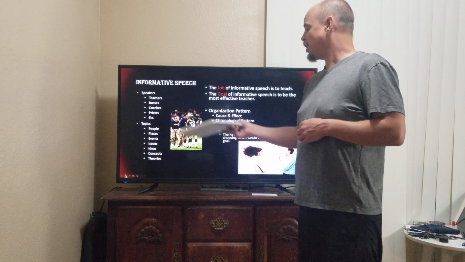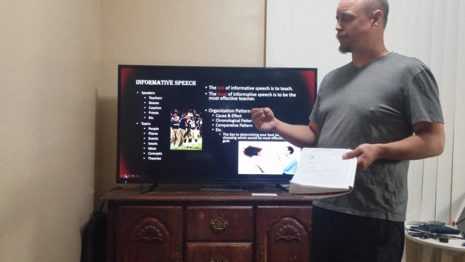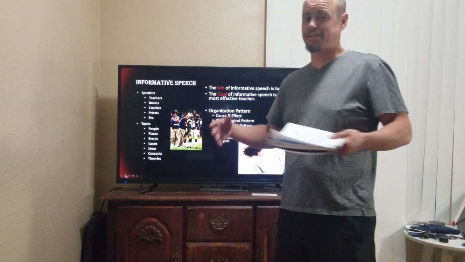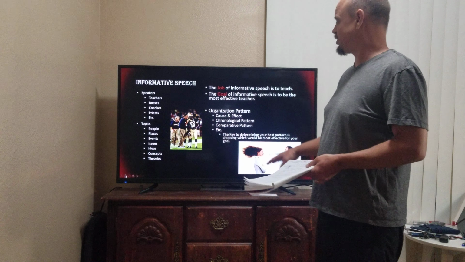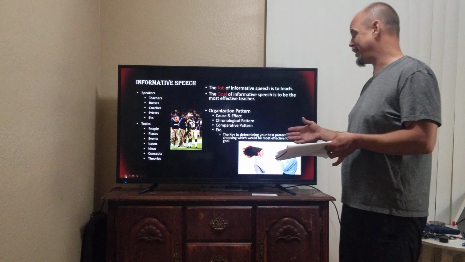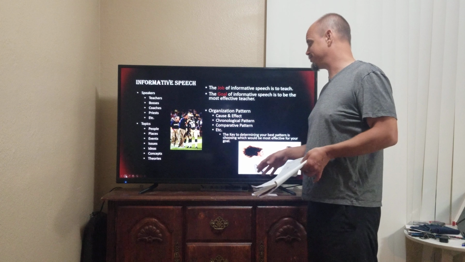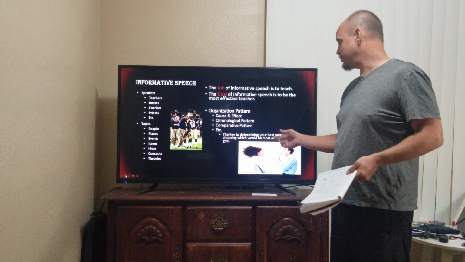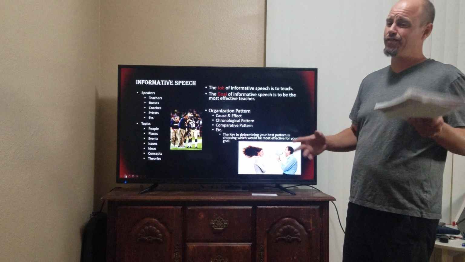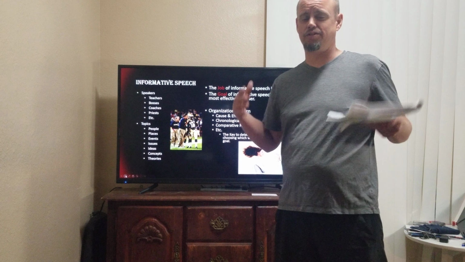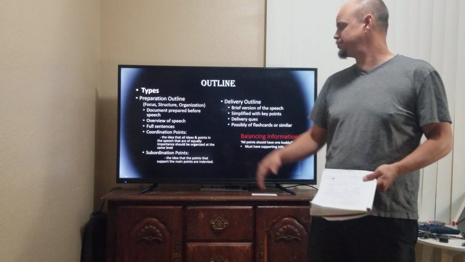Now, the topics most of the time are about people, places, events, issues, ideas, concepts, and even theories. Now, there's also organization patterns. You got your cause, your effect, chronological patterns, and so on and so forth. Now, the key to determining your best pattern is whatever your actual goal is for your informative speech, that you're trying to tell someone while you're doing your speech.